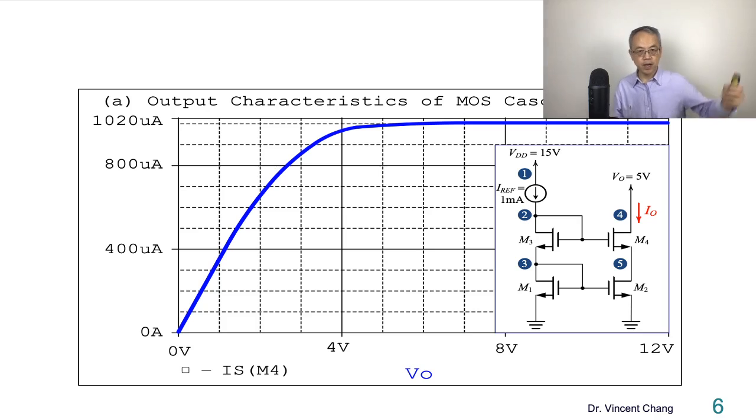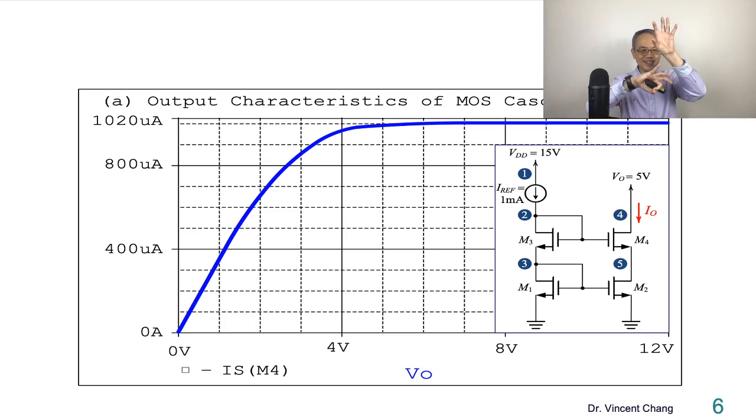For example, when VO decreases, it's like the devil says hi and waves hands, right? Come and fall. Come to the forbidden region. So the triode region, the falling region, is the forbidden region for the current mirror. But let me ask you, who falls first?